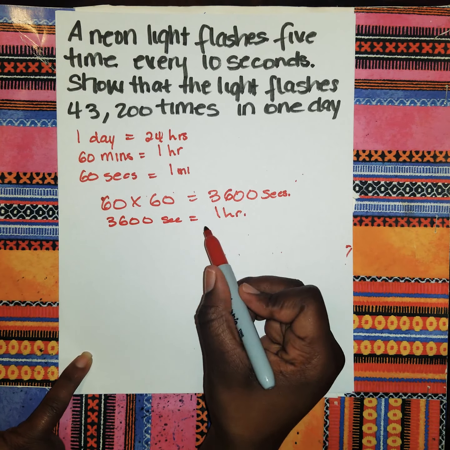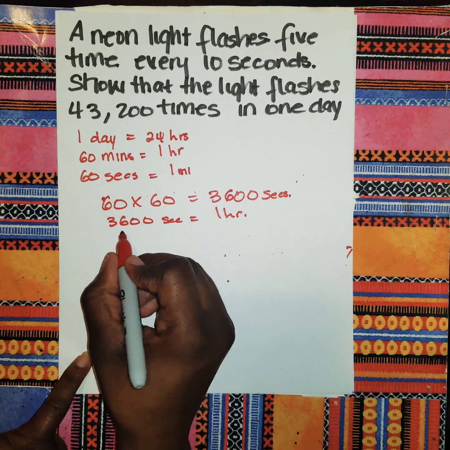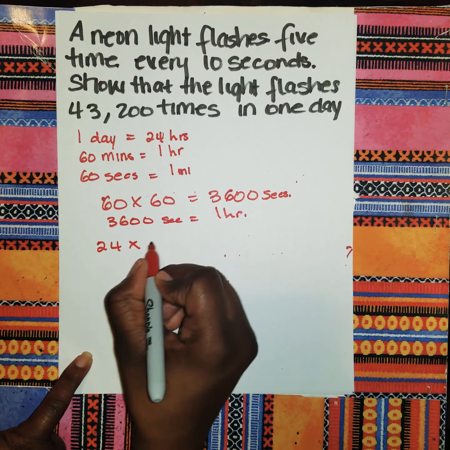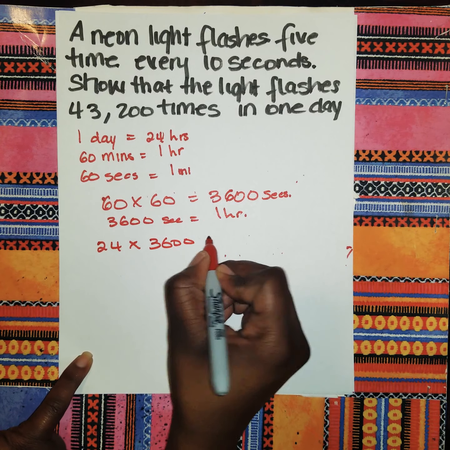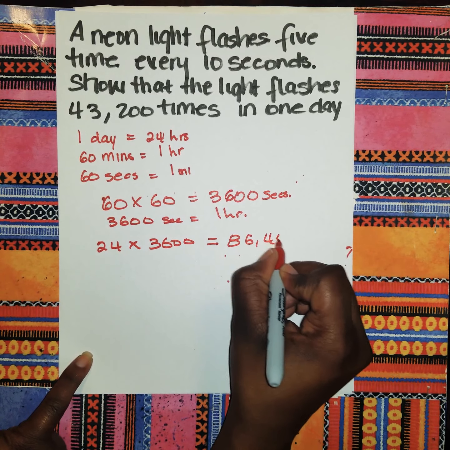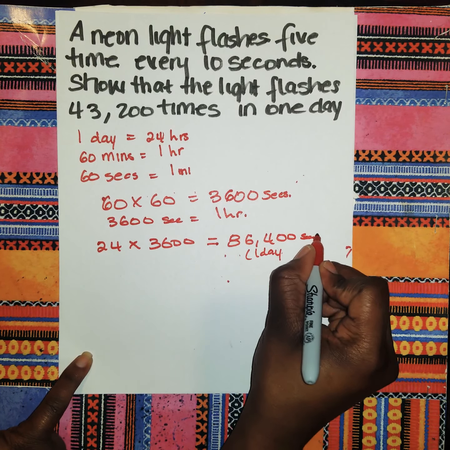From this, you know that 24 hours is in one day. So you're going to multiply the 3,600 by 24 to know how many seconds in one day. So 3,600 times 24 will give us 86,400 seconds. And that's basically 1 day.